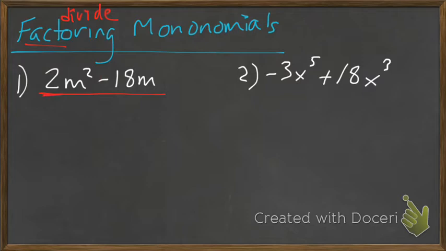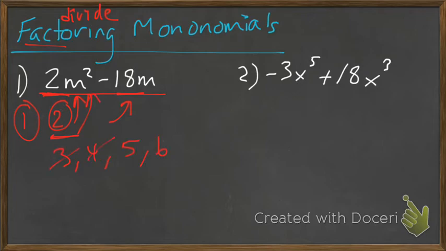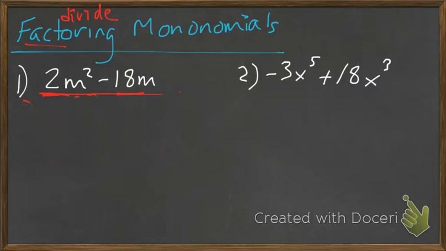I have to think about what value can go into 18 and 2. Okay, 1 can go into everything. 2 can go into 2, can also go into 18. There's nothing higher than 2 that can go into 2, right? 3 can't, 4 can't, 5 can't, 6 can't, none of those. 3 can go into 18, that's okay. 6 can go into 18, that's okay. But none of those can go into 2.